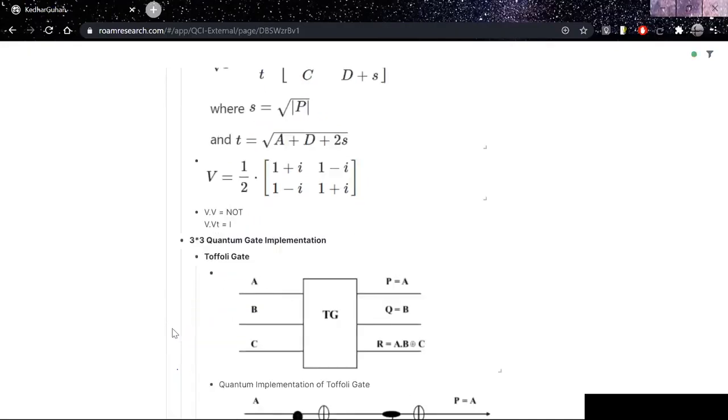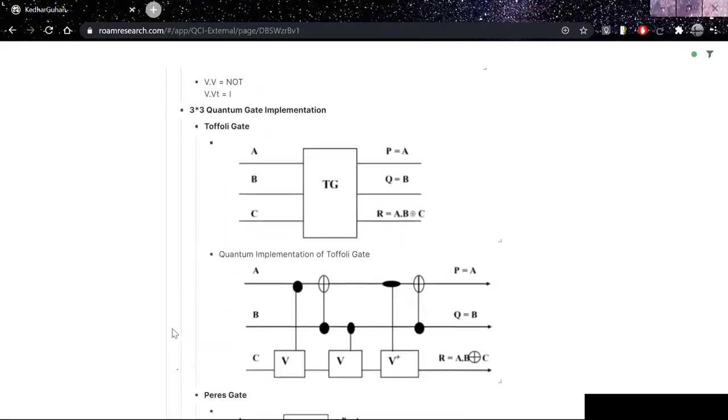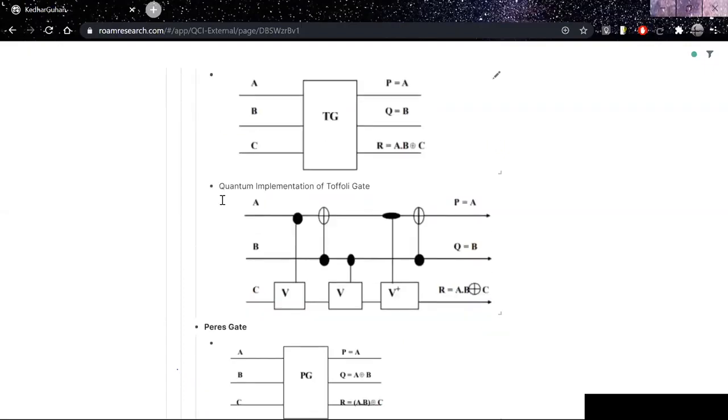If you talk about the Toffoli gate implementation, as I told, the first two bits are control bits and they are not being touched. The second bit is basically where we do this OR of it. If you want to understand the implementation, you can just take basic zero and one states. If A and B are 0, the output R should be C itself, so basically nothing should happen, right?